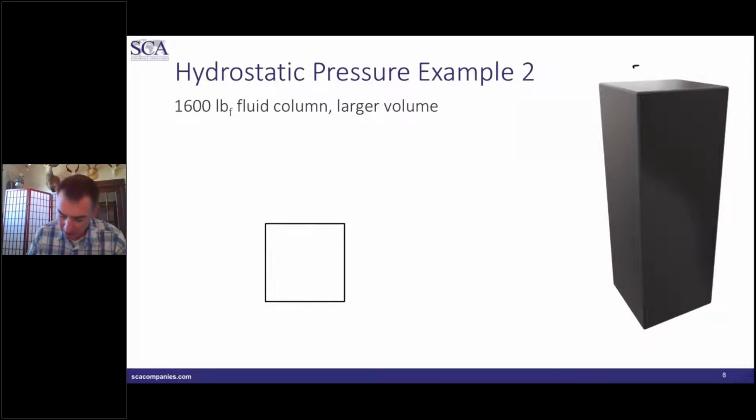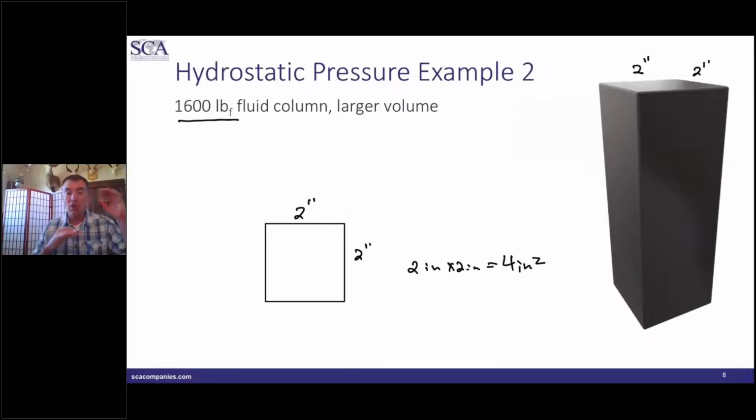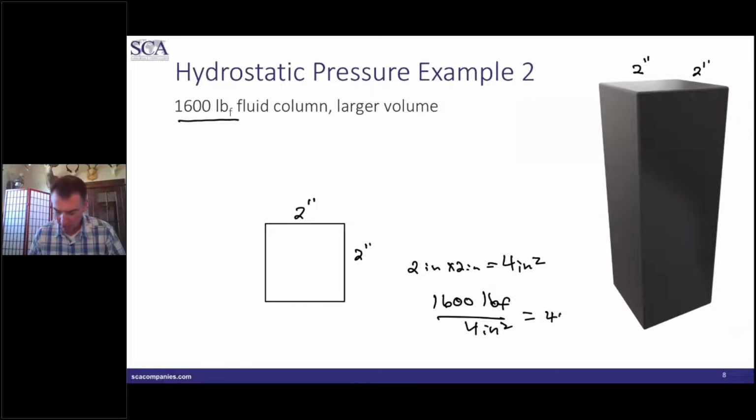Now I have the same height column, but now it's a larger volume. Let's say it is 2 inches by 2 inches, 1,600 pounds. So now I have 2 inch times 2 inch equals 4 inches squared. And if this column of fluid is the same height, and it's the same density, which it will be in this case, it is going to be the same pressure. So if I had 1,600 pounds force per 4 inches squared, I end up with 400 PSI, just like I did in the previous example.